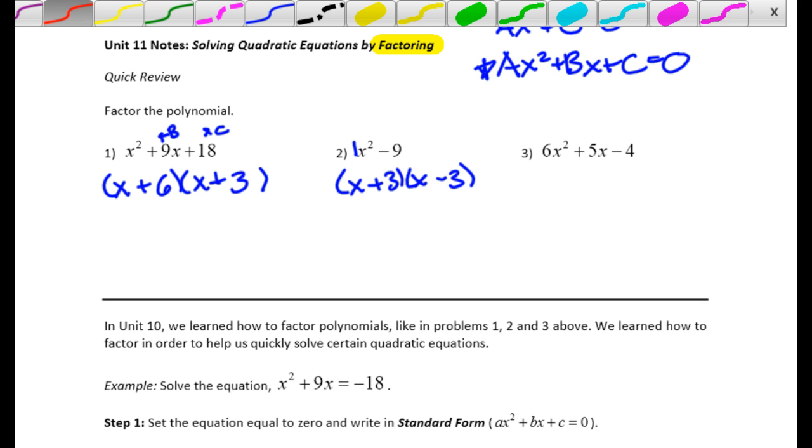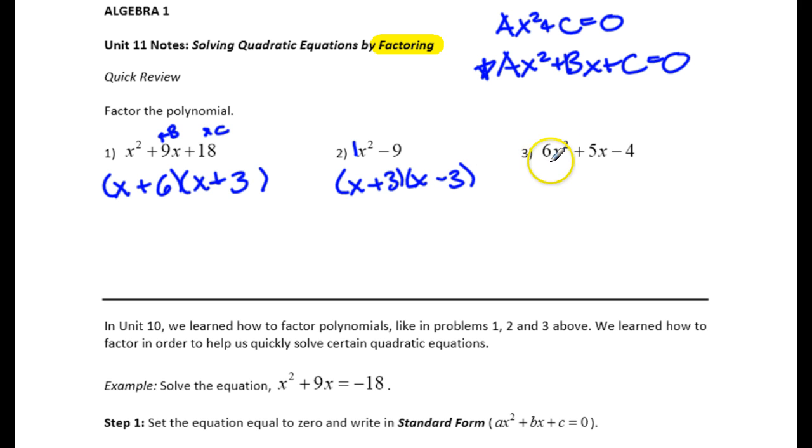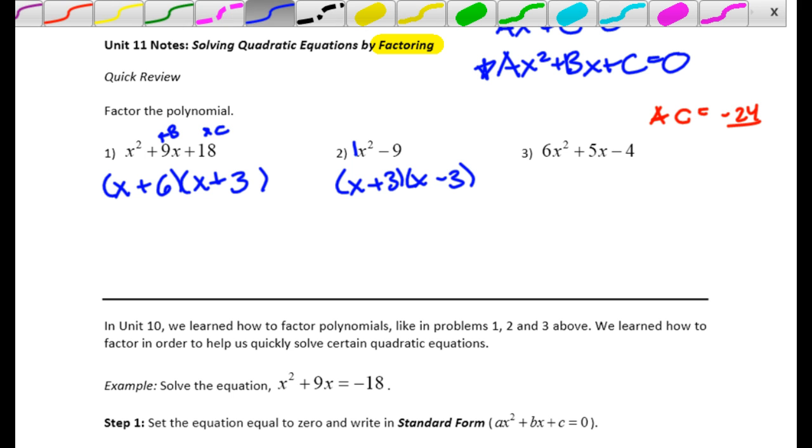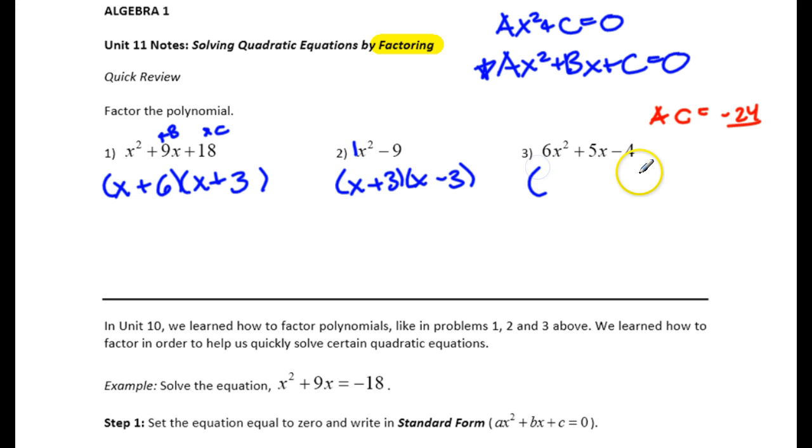Now this last one. Remember, the a is bigger than 1, and I can't divide it out, so I have to solve it with the a bigger than 1. This is when you do your a times c. A times c would be negative 24. So now I'm using my combinations of negative 24, right? So that's how we do this one. So here, when I break this one down, to make negative 24, but they have to add up to 5, so one's negative, one's positive.